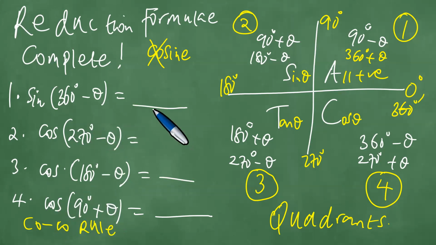Now let's look at the first one, 360 minus theta, sine. What's the answer? Negative sine theta. Well done, because 360 degrees minus theta is in the fourth quadrant. In the fourth quadrant, only cosine is positive, and therefore the sine is negative. So the result is going to be negative sine of theta.